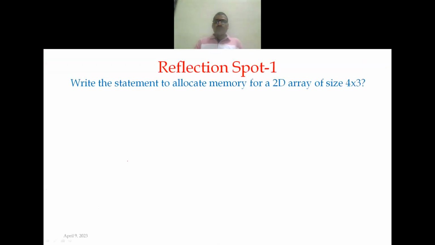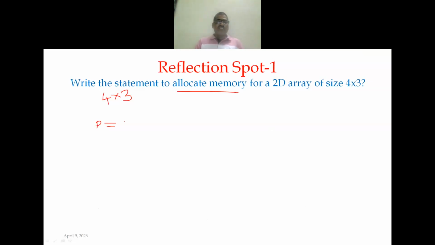Fine. So this is the reflections part 1. Write the statement to allocate memory for a 2D array of size 4 cross 3. If you want to allocate the memory for this matrix using the DMA, dynamic memory allocation function, can you tell me what statement we can write? Anyone have an idea?